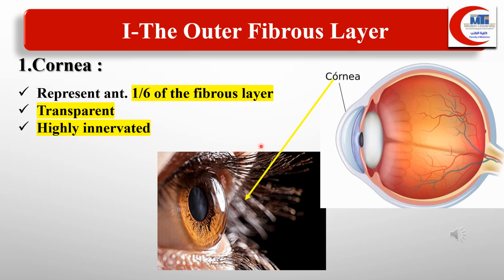Let's start with the cornea of the outer fibrous layer. The cornea is the anterior one-sixth transparent, highly innervated part of the fibrous layer. This is the cornea. Its thickness is about 0.8 or 0.9 millimeter in its center and 1.1 at its periphery. It is a highly innervated and transparent part of the outer fibrous layer.